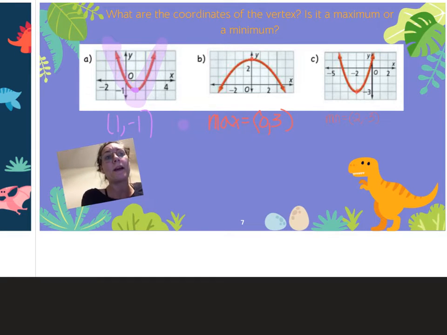Okay, welcome back. So on this first one, I went in and found that my vertex is right there. It's a frowny face, so it has a maximum, and that point is at 0, +3. On the second one, I have a smiley face, so my vertex is right here. It's a minimum. It's the furthest down that line is going to go, and the point is located at -2, -3.